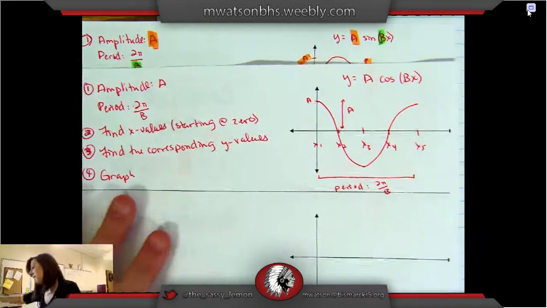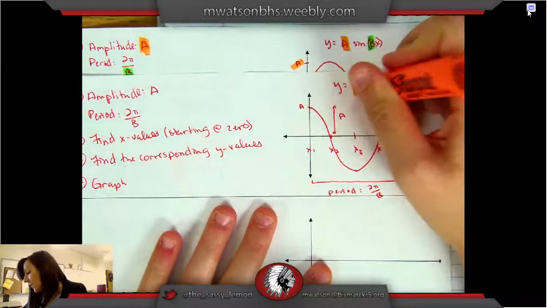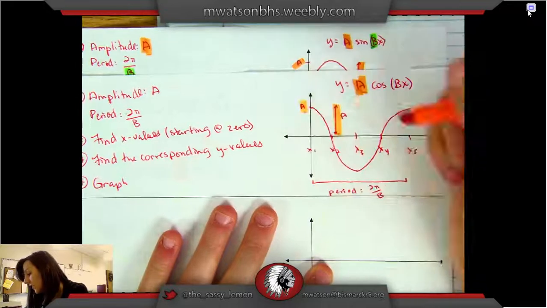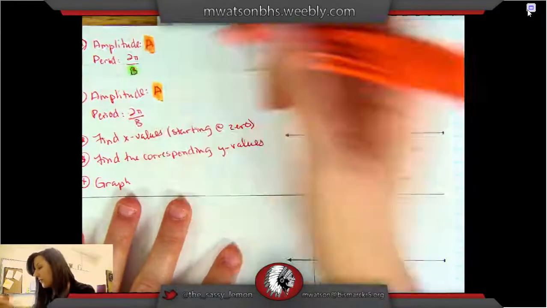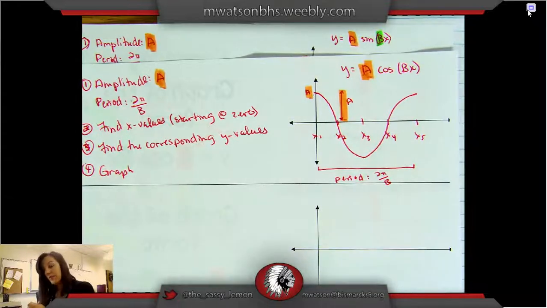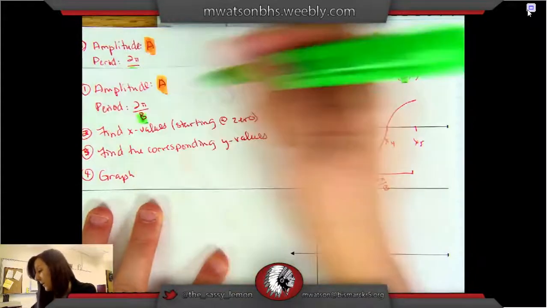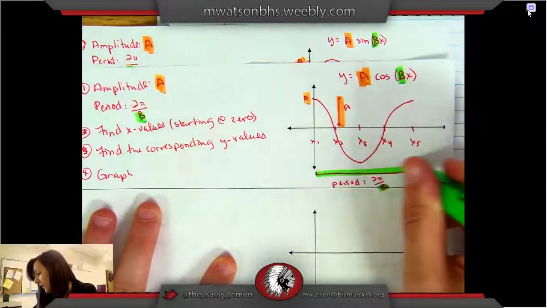So let's go ahead and just highlight these things once again. So if you're looking at this foldable, you can still get all the visual information that we got before. Highlight my b, coefficient on x, and that's going to affect my period here.